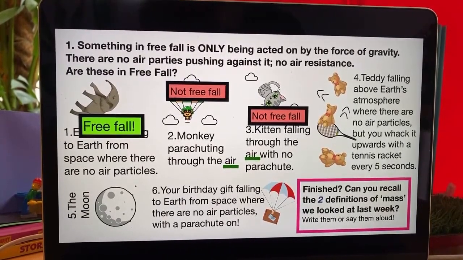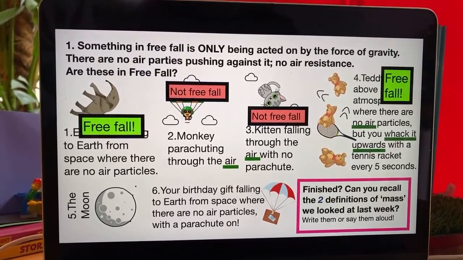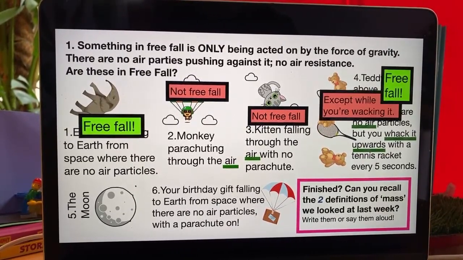This teddy, well, there are no air particles, right? So surely it's in free fall, but if you're whacking it upwards, that's definitely a force. So the answer to that one was, it's in free fall, except while you're whacking it. Well done if you got that.